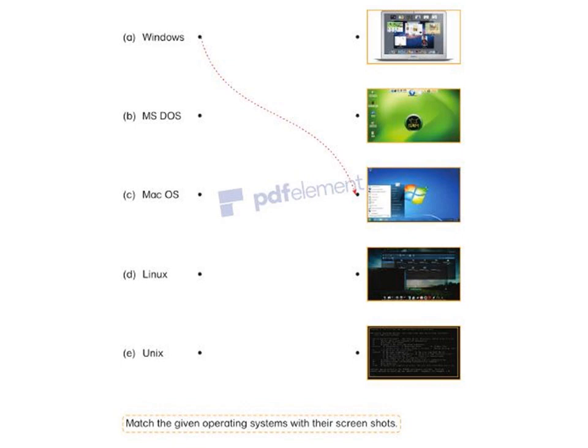So here is a match the following question. You have to match the systems with their screenshots. Go back in the video if required. Look at the video properly. You will find all these pictures in this video only. Try to solve it yourself. I am giving you 3 minutes to do that. After that, I am showing you the answer. Pause the screen if required.